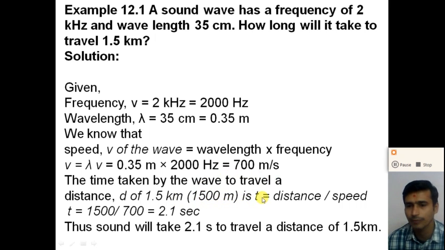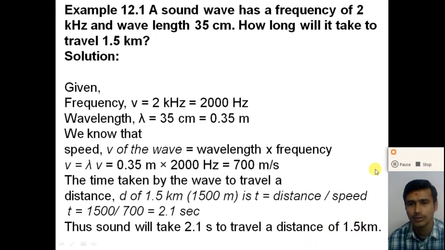The formula of speed is speed equal to distance by time. From that, the time t is equal to distance divided by speed. So here the distance is 1500 meter divided by speed 700 meter per second. So t is equal to 1500 divided by 700, we get the answer 2.1 second. So the sound wave takes 2.1 second to travel a distance of 1.5 kilometer.